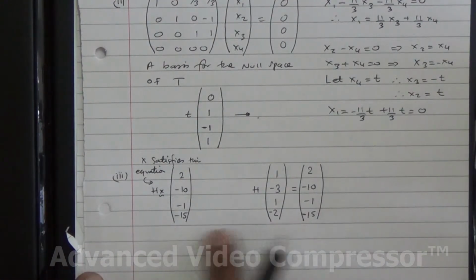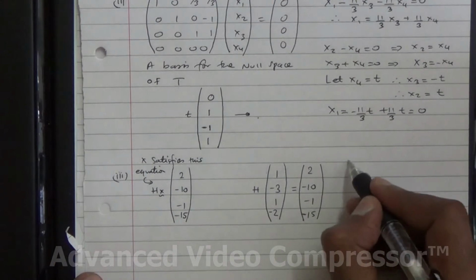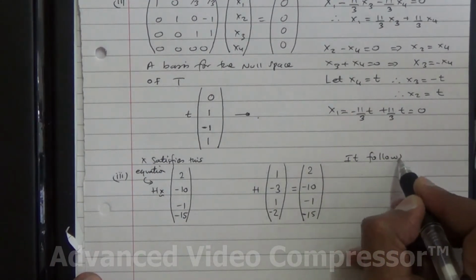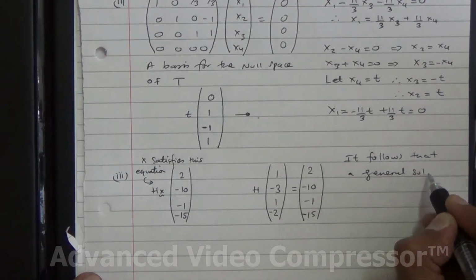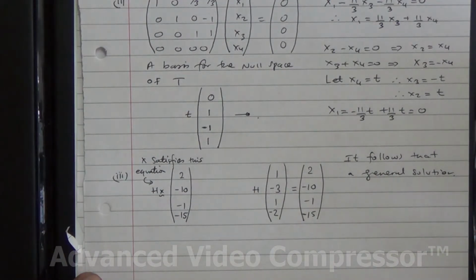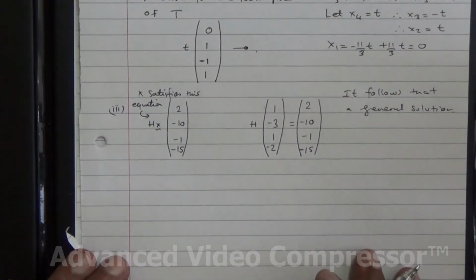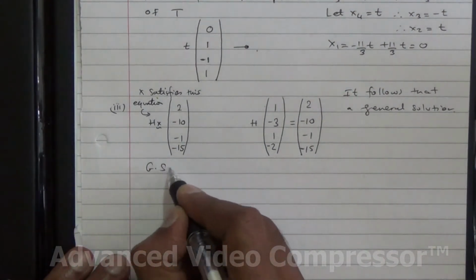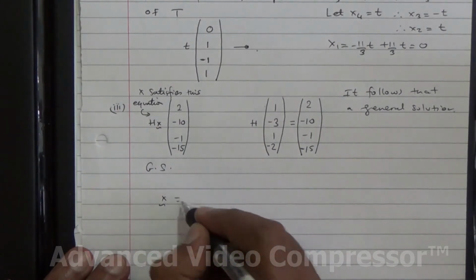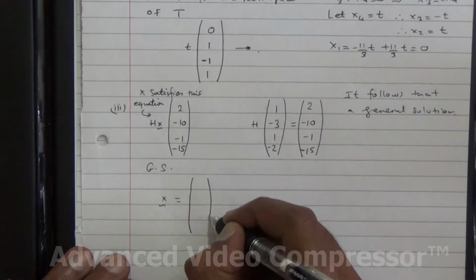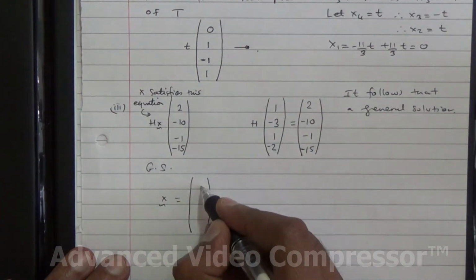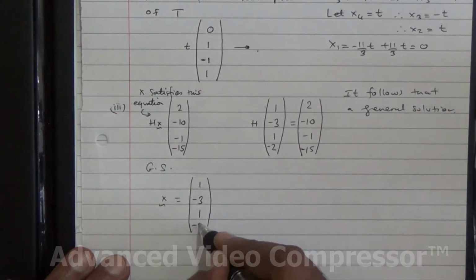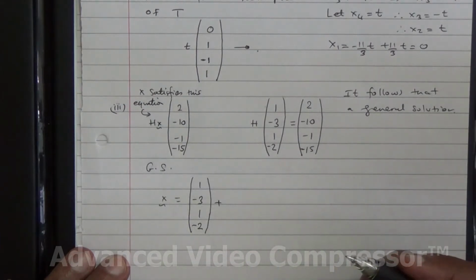However, what follows when we have a situation like this? It follows that a general solution to this problem will be given by, let me just call it x if you want, the general solution, and in this circumstance it's going to be given by this vector here, 1, minus 3, 1, minus 2, plus the vector in the null space.